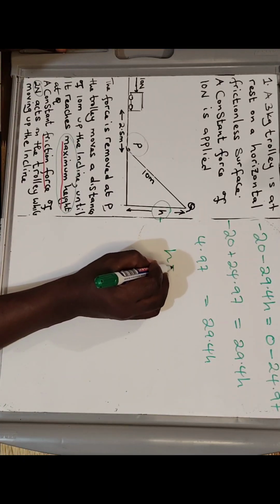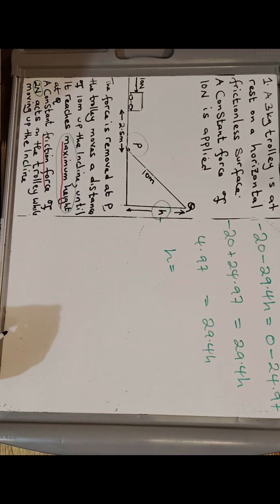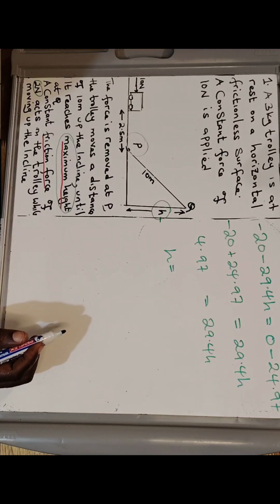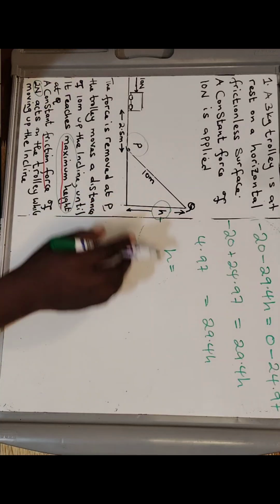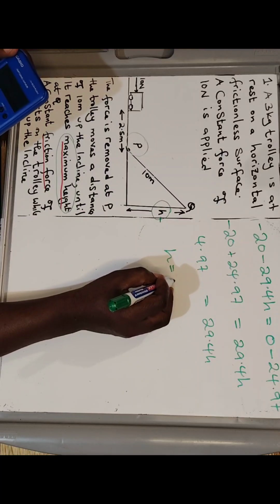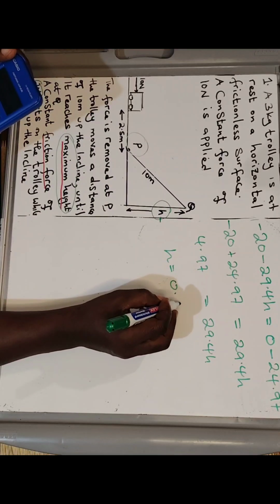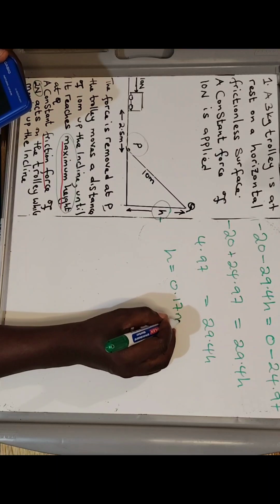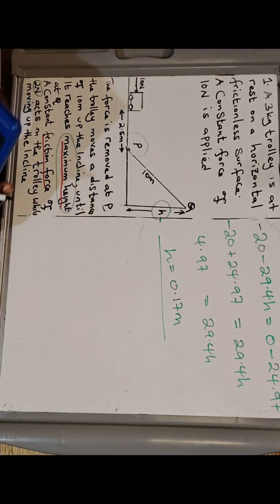So what do you get as your h after dividing by 29.4 both sides? You get your answer as 0.17 meters. So that's what you go through to get that height.